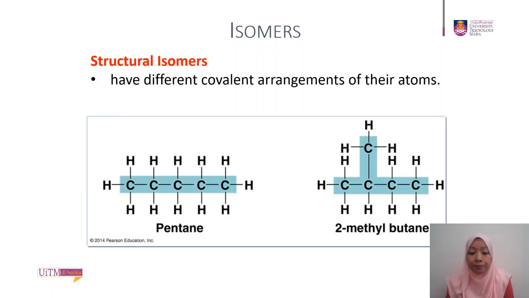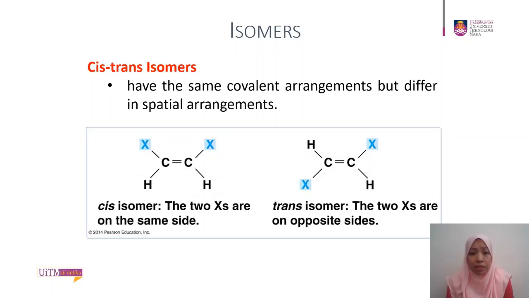The next type of isomers is cis-trans isomers. They have the same covalent arrangement, so you can see the same carbon skeleton. However, they have a different spatial arrangement. You can see how the X for the cis isomer is on the same side. However, the X in the trans isomer is on the opposite side. So they have different spatial arrangements.